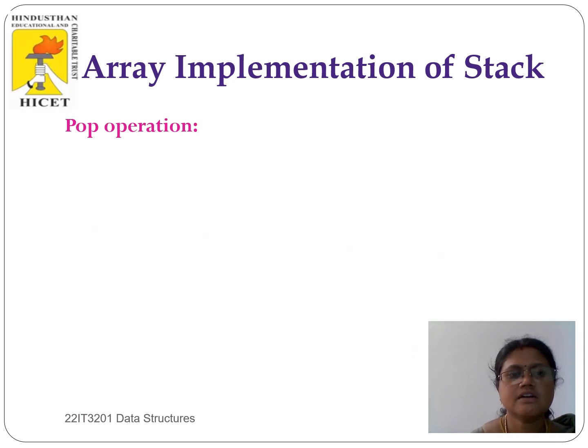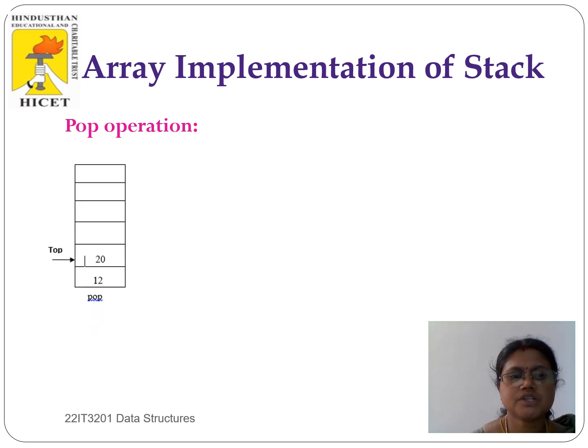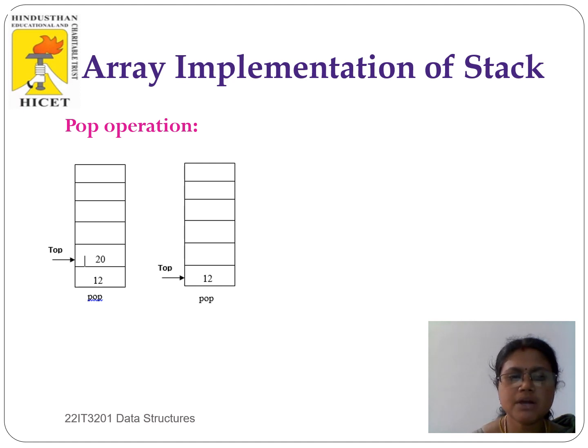Let's see an example of a pop operation. Let us assume that a stack contains the items 12 and 20. So the top pointer will be pointing to 20. If a pop operation is done, the topmost element will be deleted. Deleted in the sense the value 20 will be placed in some temporary variable, and then the top value has to be decremented by 1 so that it points to the next element.